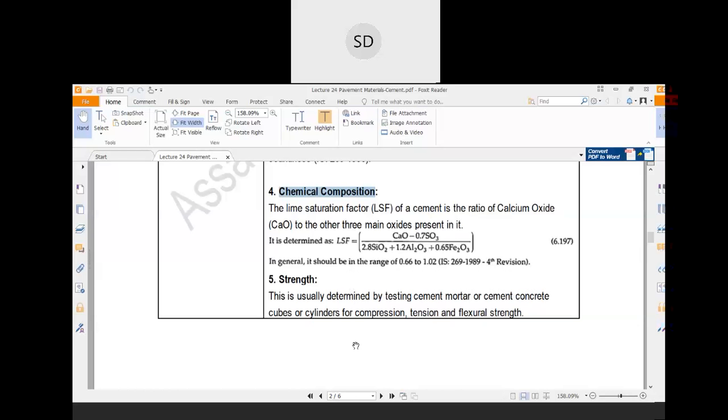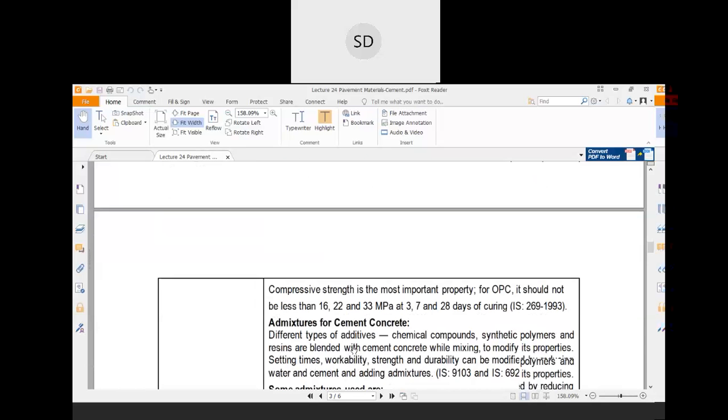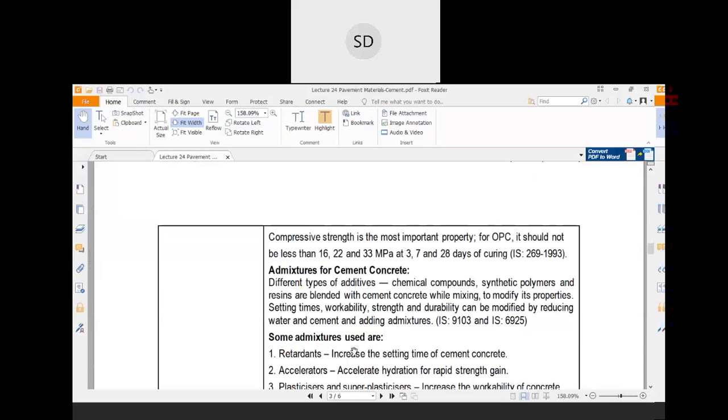Now another parameter is strength. You know how to test the strength parameter. Basically, in the strength test, we test the compressive strength of the cementitious material. We mix the cement mortar, that is cement with sand, prepare some molds, and after that the molds are tested under compressive loading.